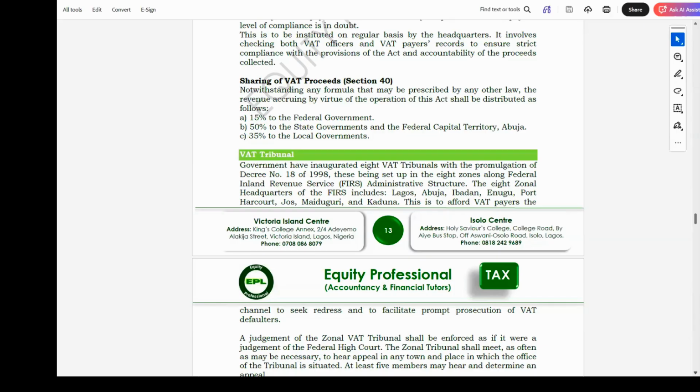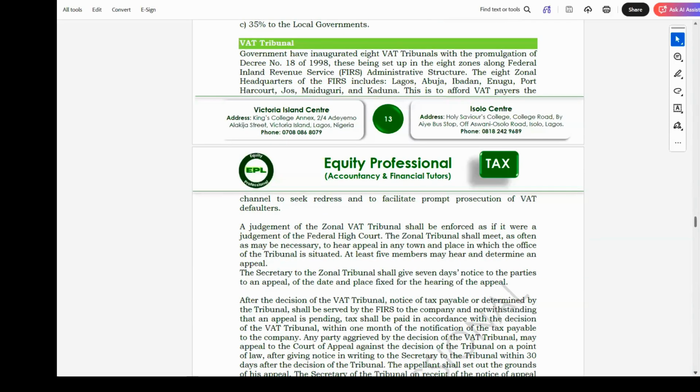This tribunal has justice, tax appeal commissioners, who are members of the tribunal that look at cases between the taxpayer and the relevant tax authority, FIRS. They usually meet at various intervals to hear cases between the taxpayer and the tax authority.